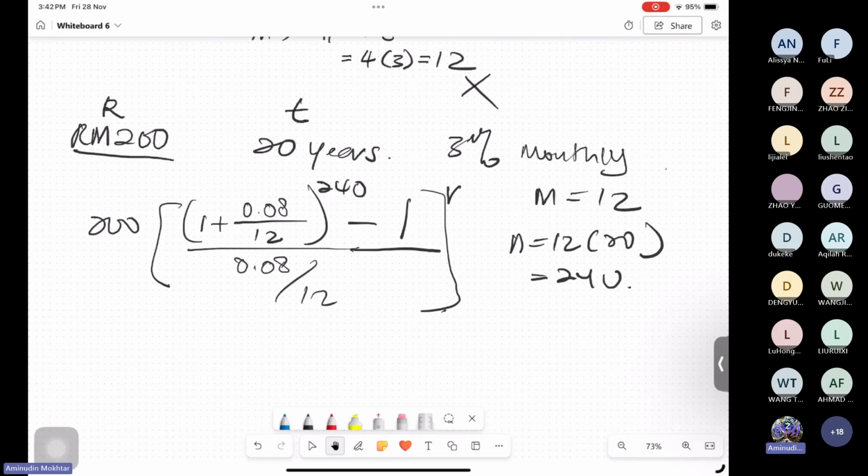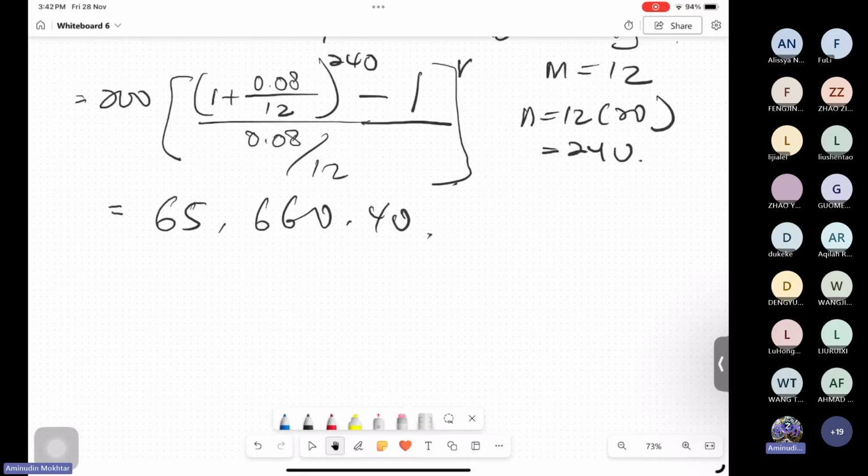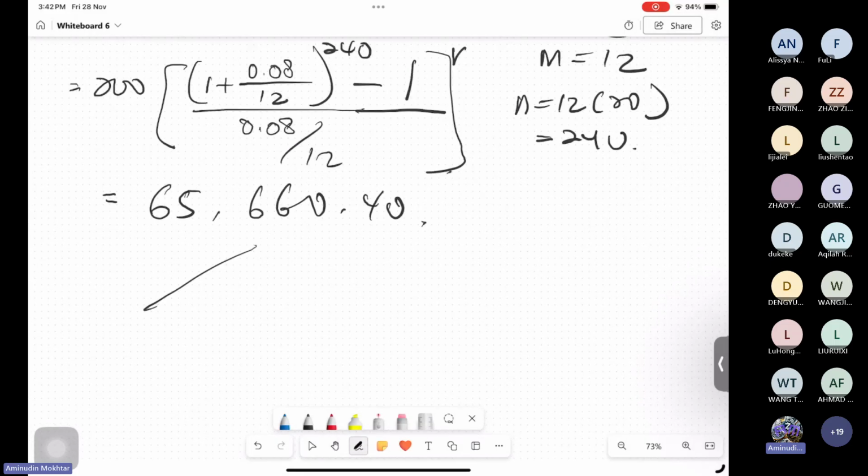Okay, just complete the calculation. The answer is equal to 65,660.40. That's the answer. After 20 years, your saving will increase to 65,660.